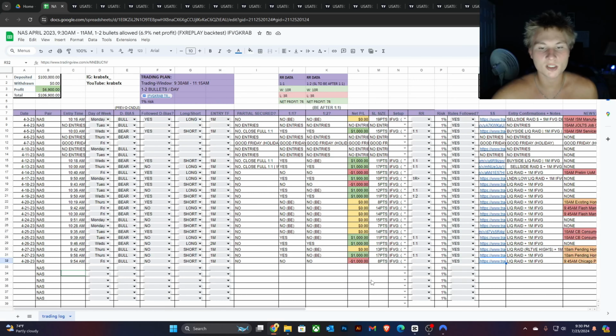But yeah, pretty much on the month ending at plus 6.9% profit. Here's some risk to reward data I've been getting, pretty much equal.